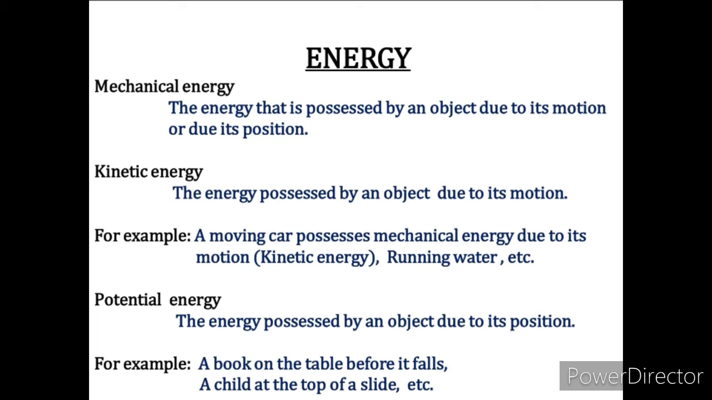Second, potential energy. The energy possessed by a body by virtue of its position or configuration. For example, a book on the table before it falls, a child at the top of a slide, etc. Energy appears in many forms such as electrical energy, solar energy, nuclear energy, chemical energy, electromagnetic energy, etc.